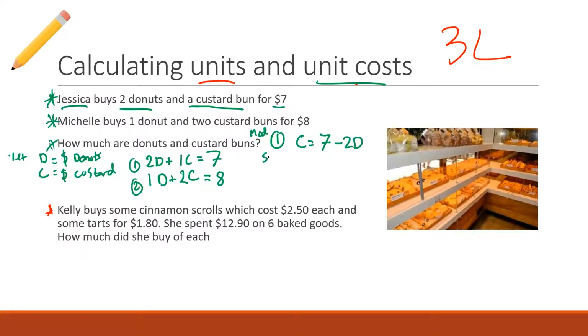Then I'm going to substitute that into equation 2. And if you're like, wow, I'm cramming this into a very small space, that's my own silly fault, but that's okay. So if I'm going to substitute, that means I'm going to have d plus 2 times 7 minus 2d, because instead of c, I've written 7 minus 2d. That happens to equal 8.